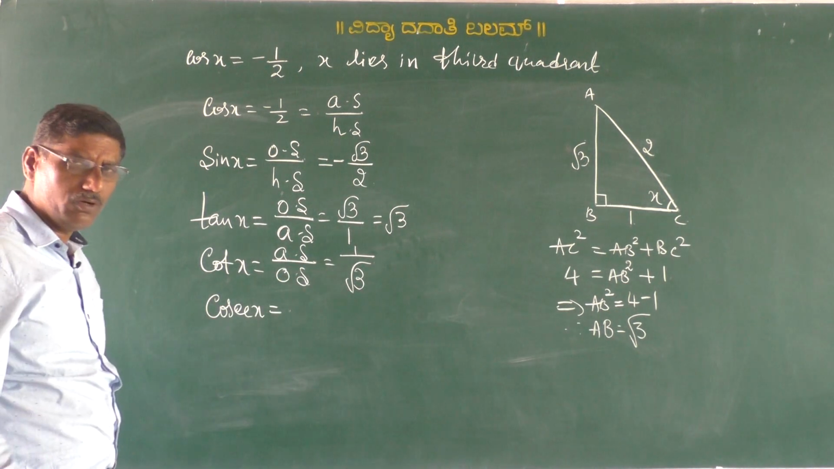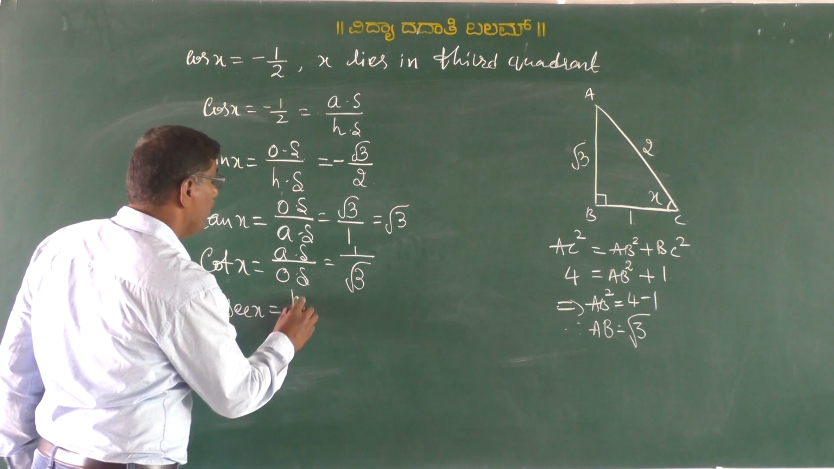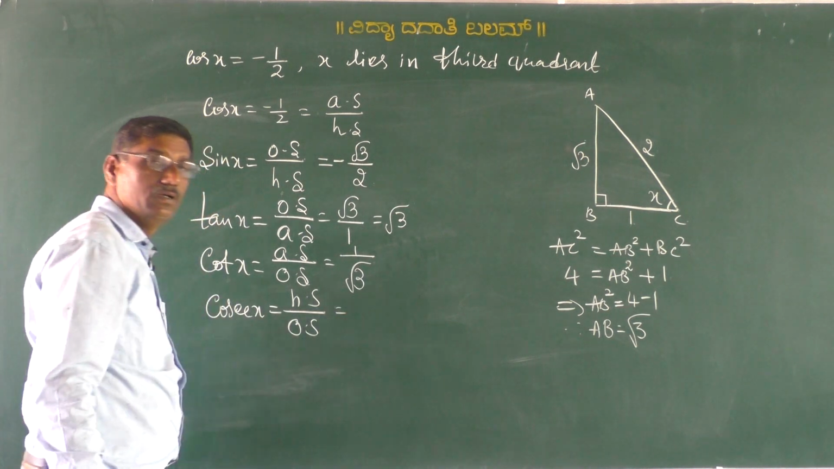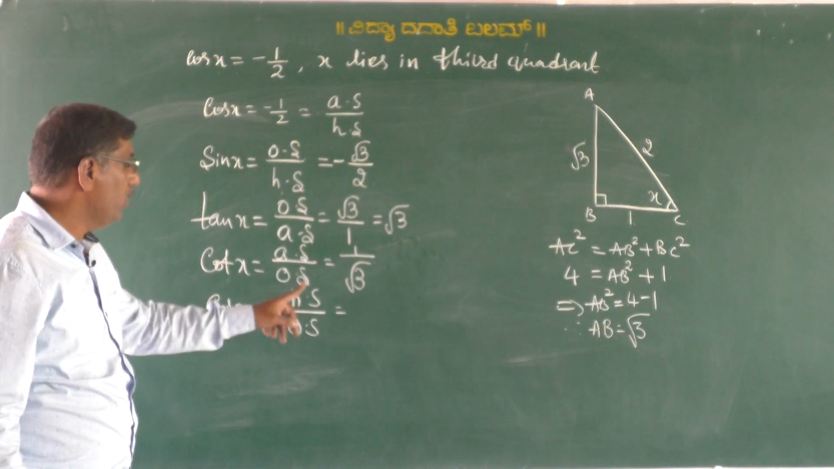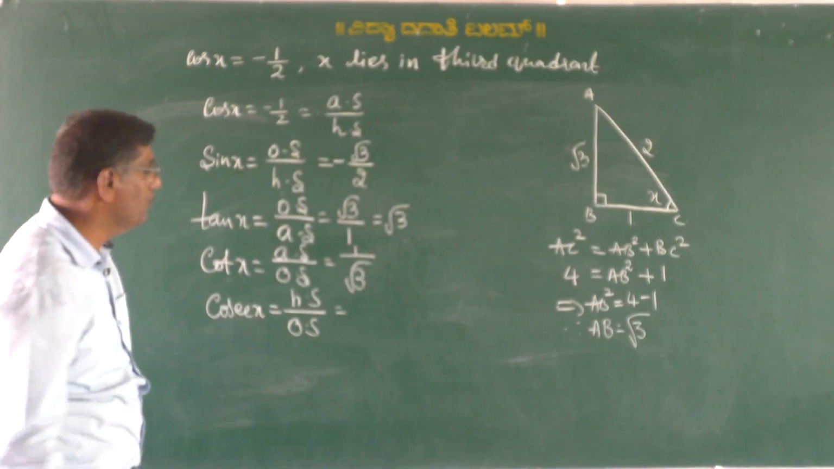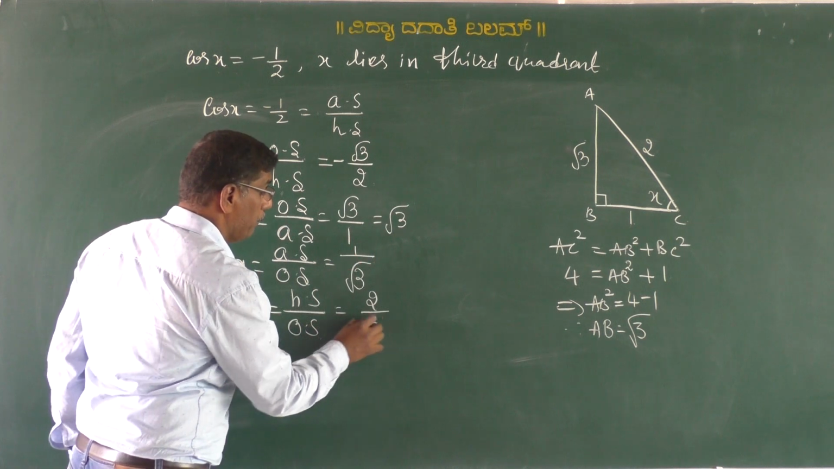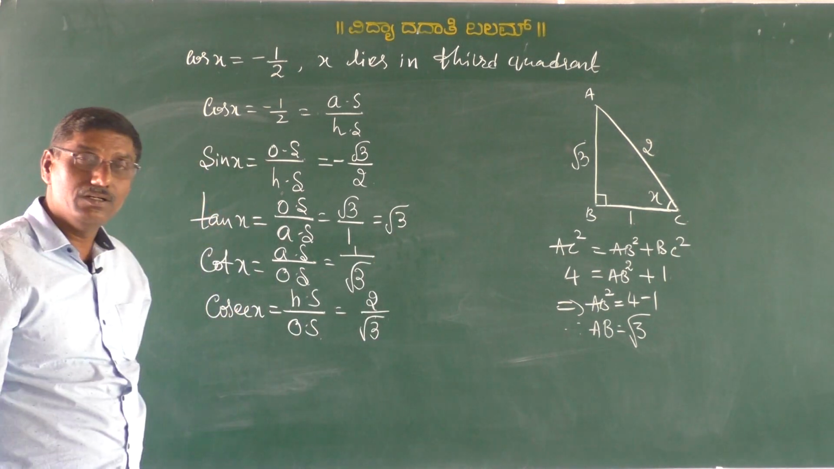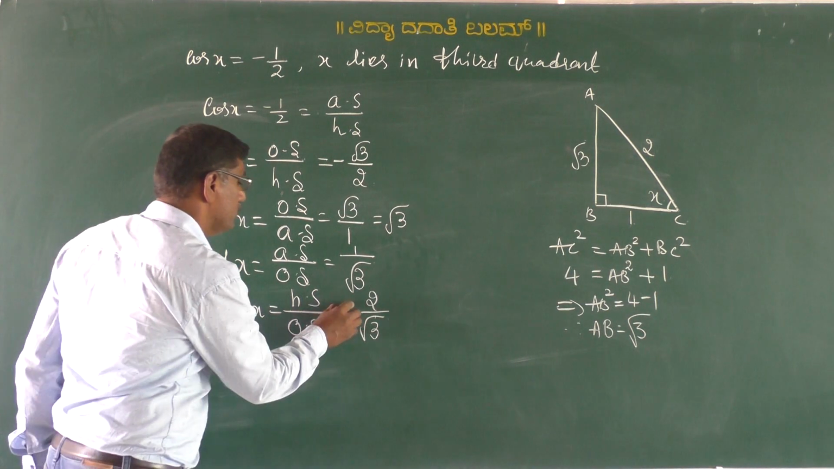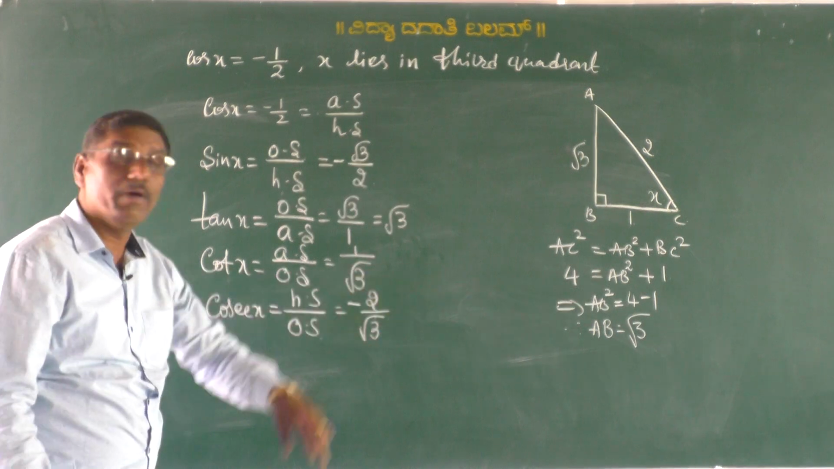We know the reciprocal of cosecant x is sine. We know sine is the opposite side divided by the hypotenuse side. Hypotenuse side is, my dear students, 2. Opposite side is root 3. But cosecant in third quadrant is negative, my dear students. That means minus 2 by root 3.